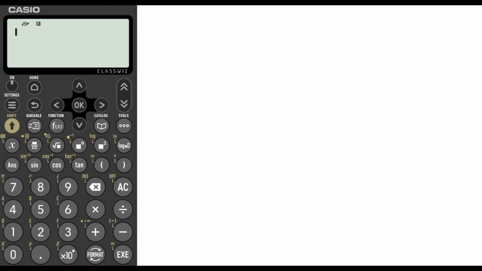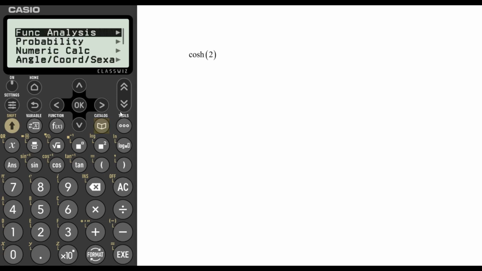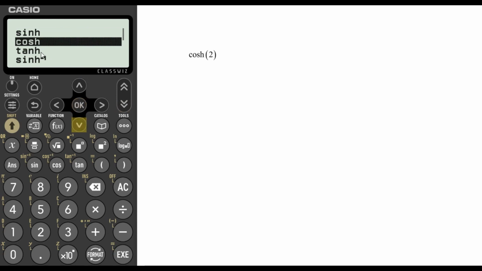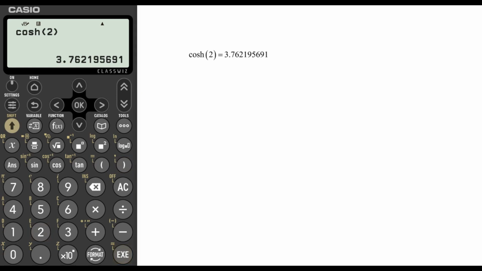We can use our calculator to work with hyperbolic trigonometry functions. For example, if we are required to work out hyperbolic cosine of 2, from the calculation screen, press catalog, scroll down to hyperbolic/trig, then press OK. Scroll down to hyperbolic cosine and then press execute. We have hyperbolic cosine of 2, which is equal to 3.76, etc.